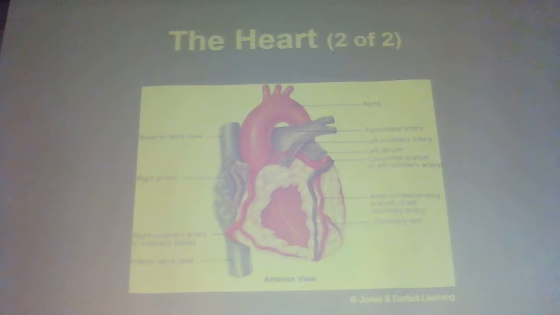1, aVL, V5 and V6 look at the lateral part of the left ventricle. So what artery? Circumflex branch of the left coronary.